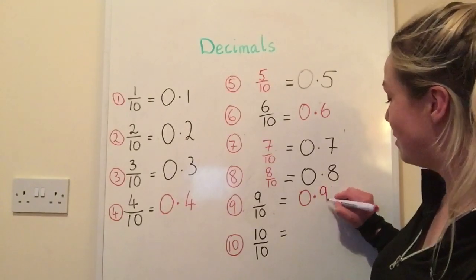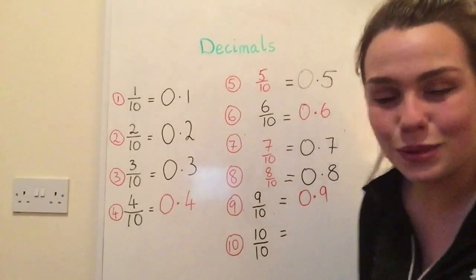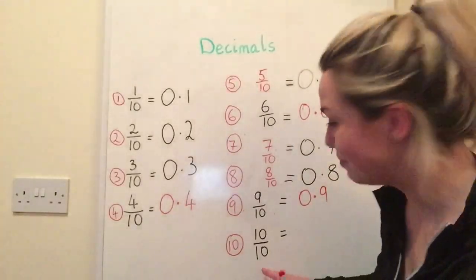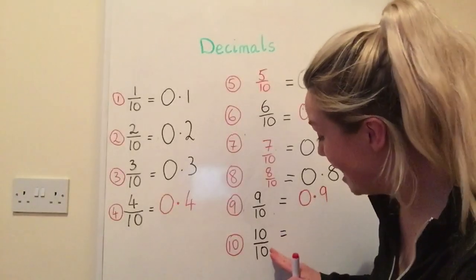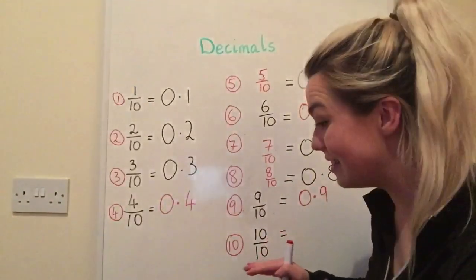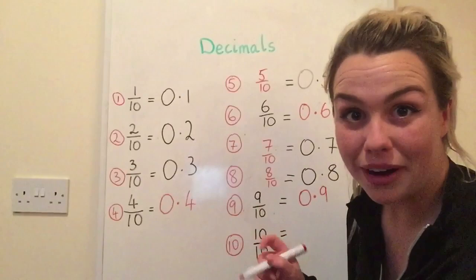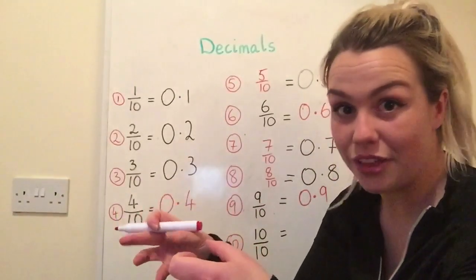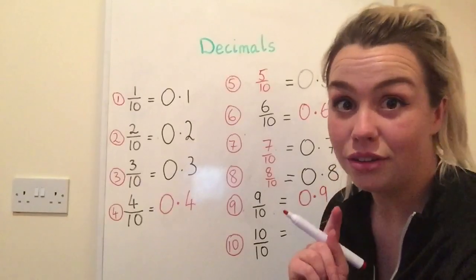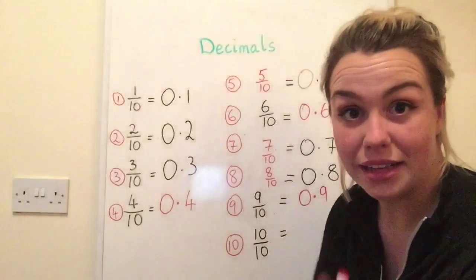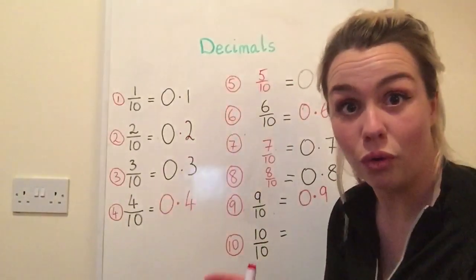9 tenths. Super. Now, this is the last one that I wanted to put in here, just because this would be a little bit tricky. 10 out of 10. 10 tenths. If you had a chocolate bar and it had 10 squares in the chocolate bar, and you had all the squares together, you'd have one whole chocolate bar. So 10 tenths is the same as one whole, isn't it?